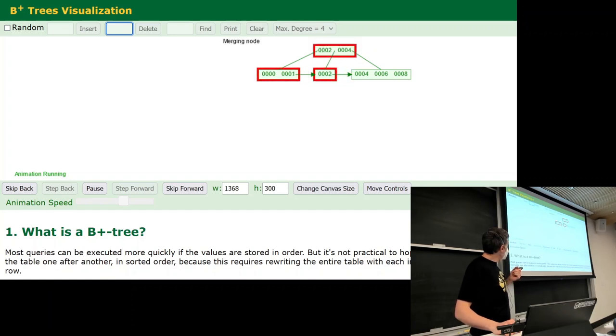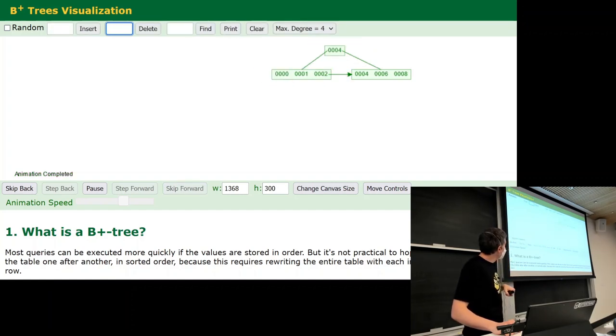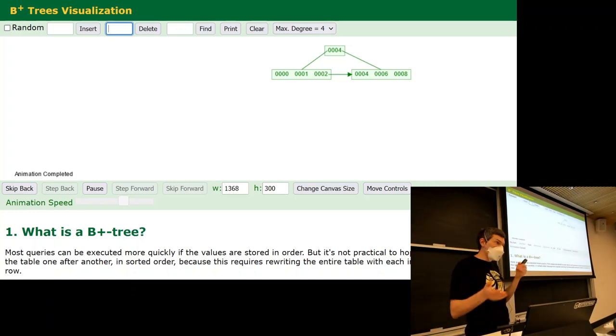Right, so we go ahead and delete 2. Ah, it stole from that guy. It's not wrong, right? It just chose to go from the left instead of the right. All right? I think it doesn't try to steal, it just tries to merge as well.